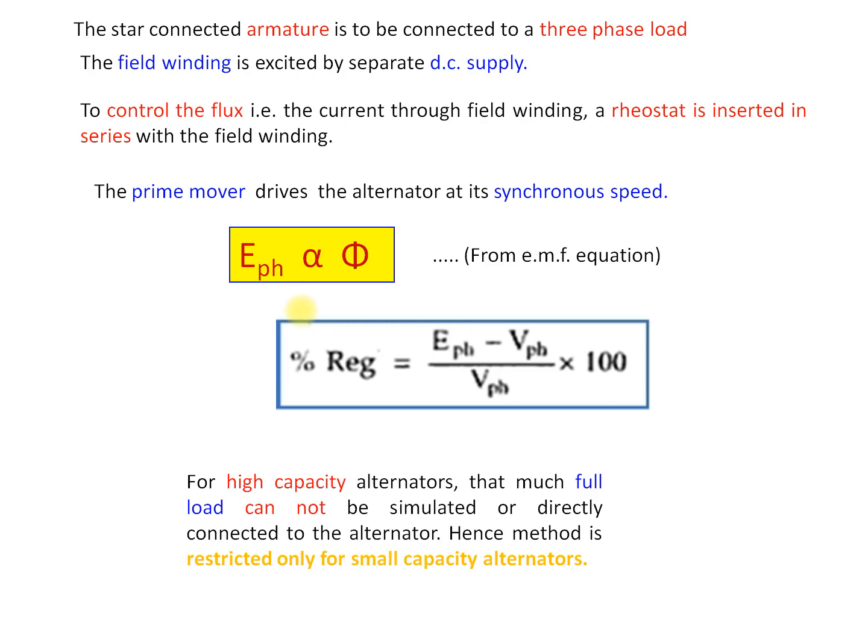But this method has a disadvantage. For high capacity alternators, that much full load cannot be simulated or directly given. In that situation, direct loading may not be possible. Hence, the method is restricted only to small capacity alternators.